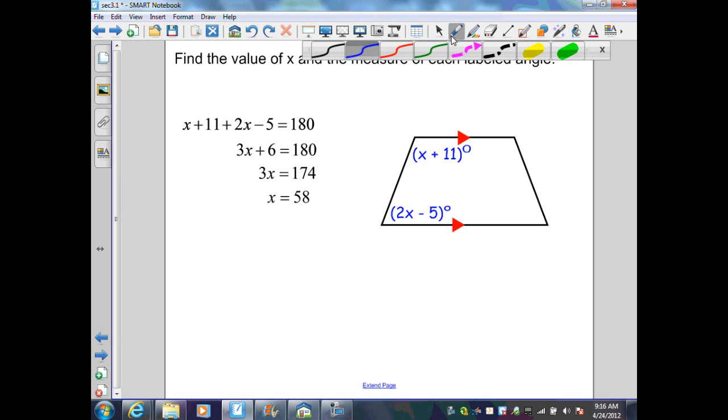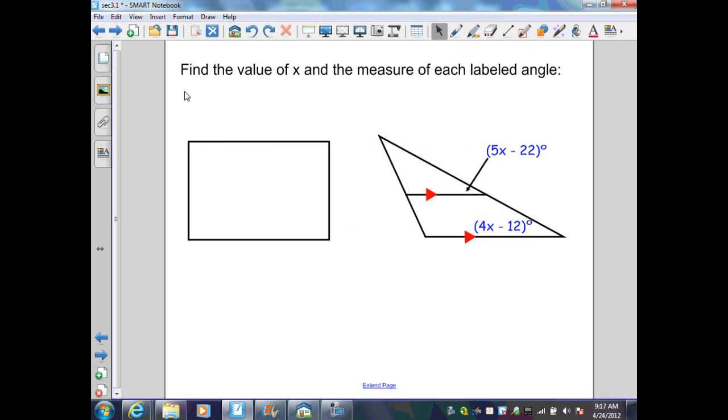degrees. Now that I know that x is 58 degrees, I know that this angle has to have a measure of 58 plus 11, or 69 degrees. Since these two angles are supplementary, then I know this angle has to be 180 minus 69, which is going to be 111 degrees.